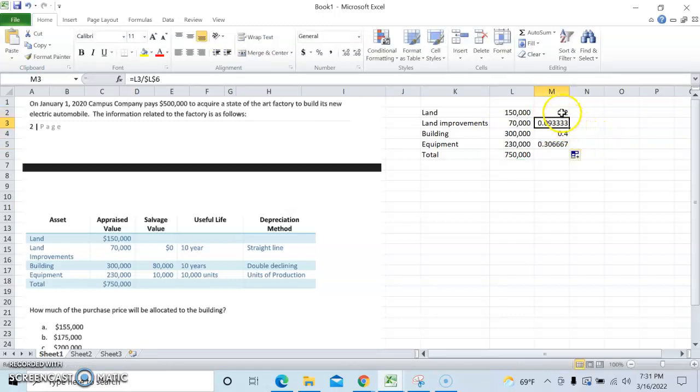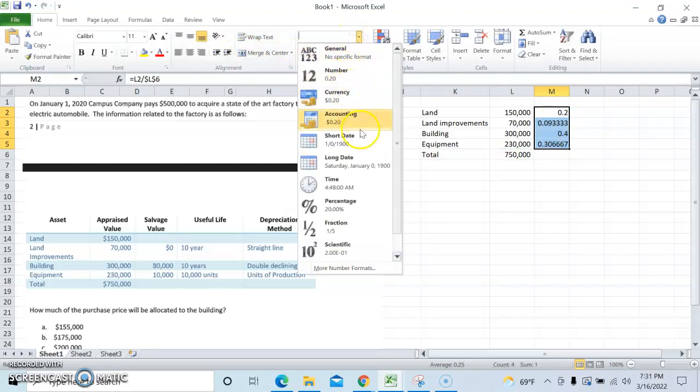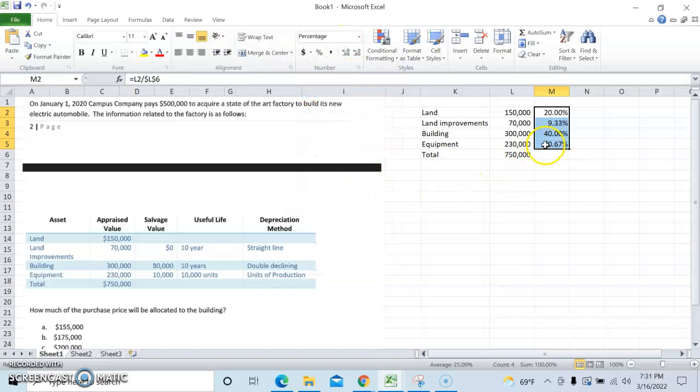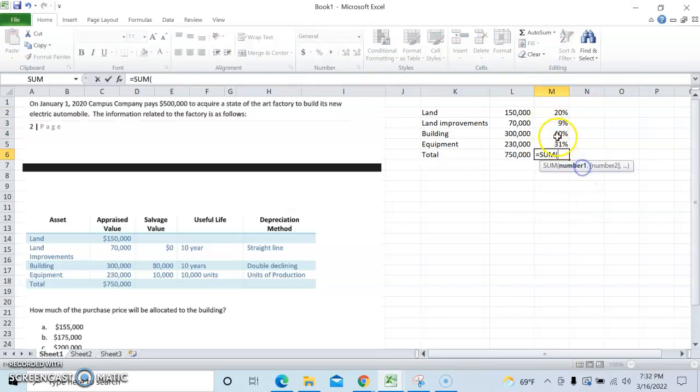All right, let's change these into percentages. Okay, where are the percentages at? Percentage. Okay. And we're going to make these all, okay, 30. There we go. So this should equal 100%. If it doesn't, that means you did something wrong. It equals 100%. So now we have to take these percentages and multiply them by the 500,000, how much we paid.